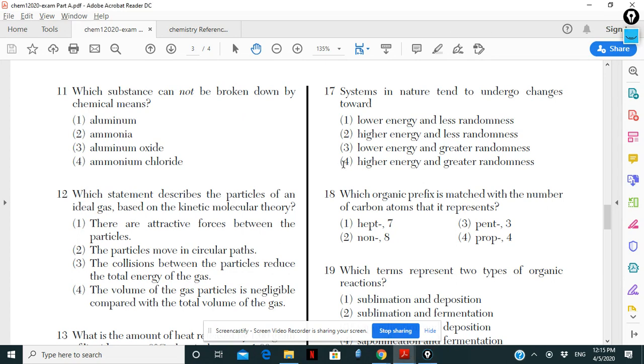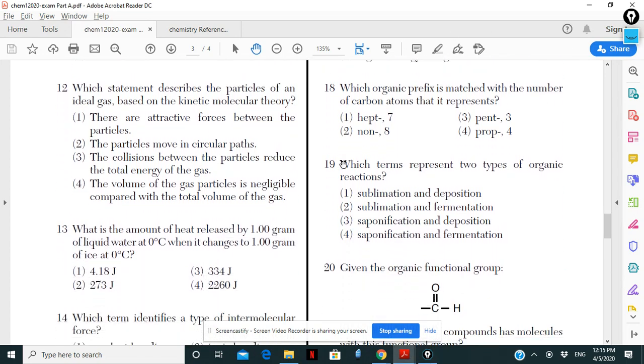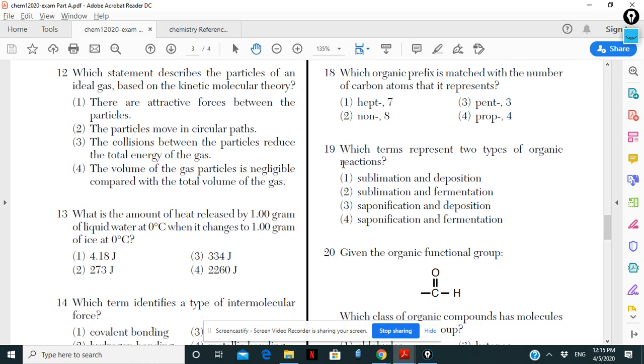Question number 12. Which statement describes the particles of an ideal gas? Ideal gas: the particles don't have a volume, there is no attraction force between the particles, and upon collision they conserve energy. According to these three, I'm looking for something. There are attractive forces, so that's the opposite. The particles move in a circular path. I don't have any information about that, so it's incorrect. The collision between the particles reduces the energy. We said we have to save energy. The volume of the gas particle is negligible, and this is the one. Number 4.